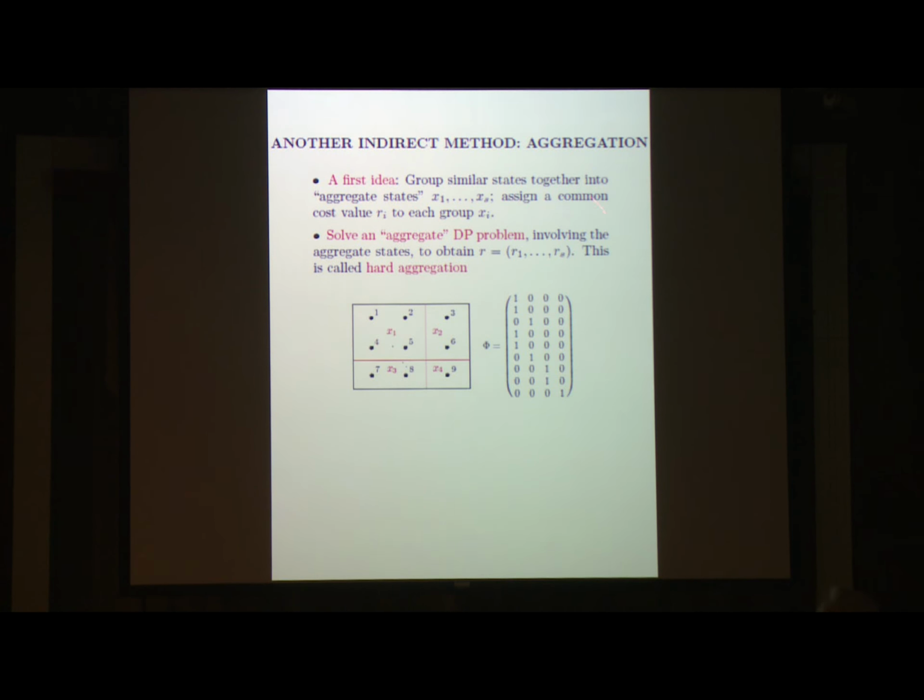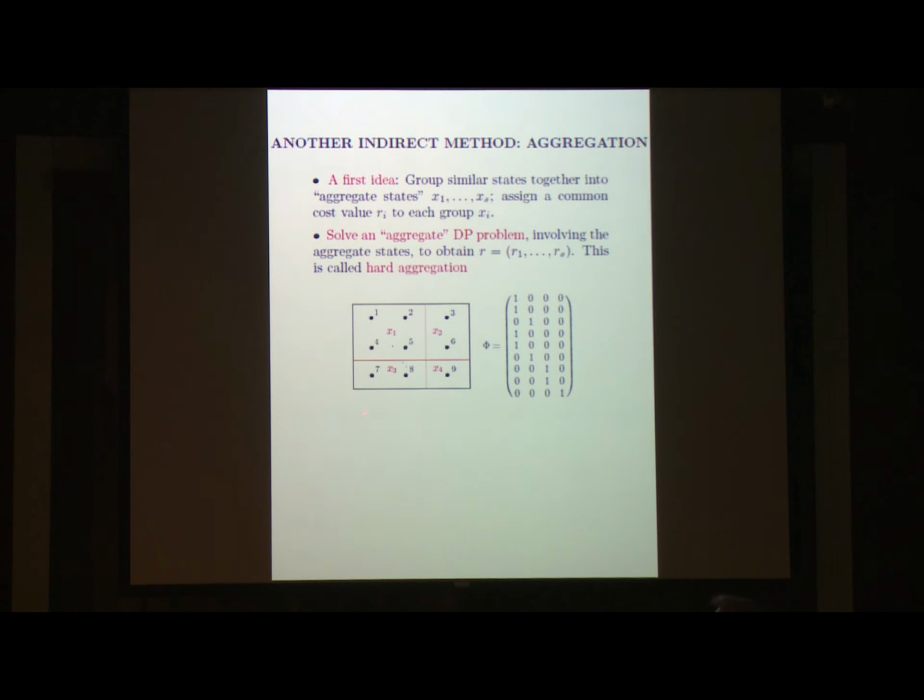And the idea is to assign a common value of cost to each group, like a piecewise constant approximation over groups. Solve an aggregate dynamic programming problem involving the aggregate states to obtain the cost associated with the groups, and then use a common cost for every state within the group. This is called hard aggregation. There are many different types of aggregation, and it's the simplest type. Here's an example of hard aggregation.